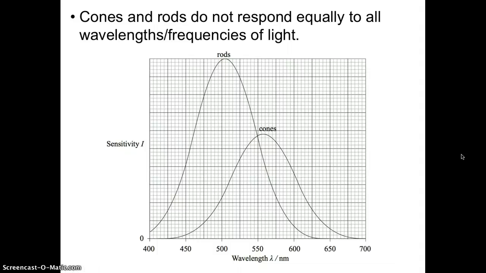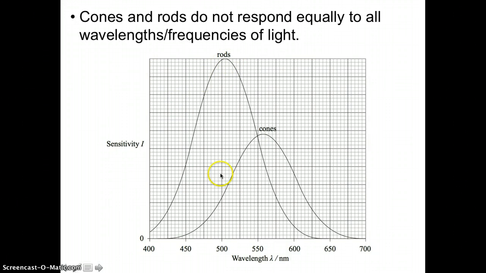Now, cones and rods, as it turns out, do not respond equally to every single wavelength. In fact, we know that there are certain wavelengths we cannot see at all. We can't see infrared, we can't see ultraviolet. Those things are invisible to us visually. So it's no surprise that certain colors are more heavily detected than other colors, just because, in general, the eye is really good at seeing particular wavelengths, and it can't see other wavelengths.